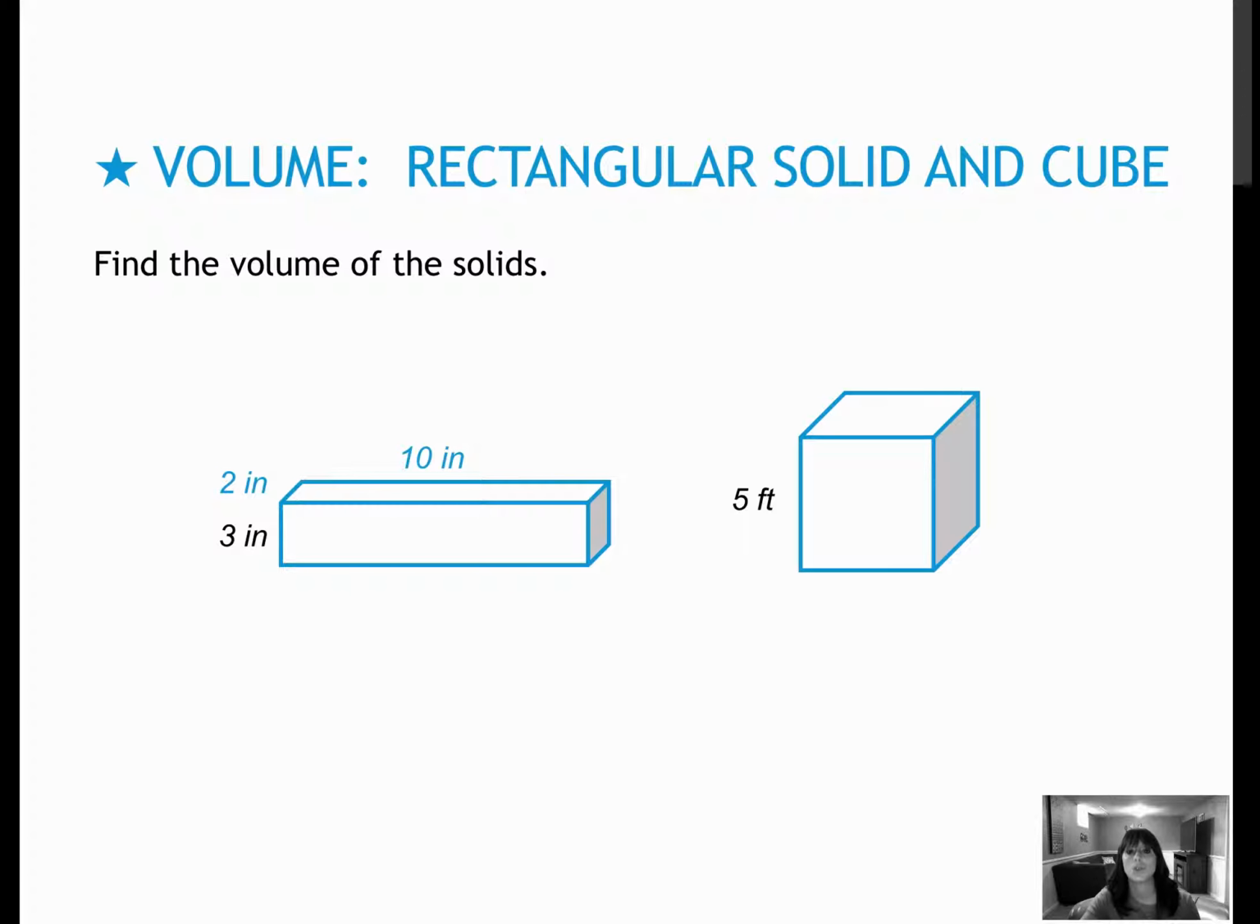Here are two for you to try. I know we didn't do any together yet, but it's pretty straightforward, so try them both, then press play to see how you did.